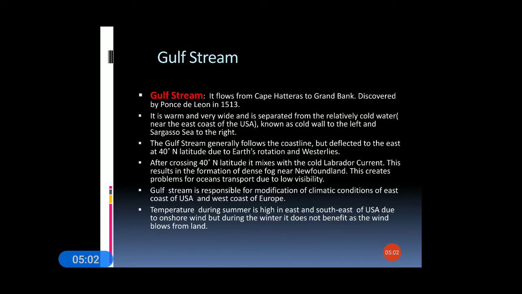Now coming to next, the Gulf Stream. Now, the Gulf Stream is very important. Why? I'll be telling you the reason behind this. It flows from Cape Hatteras to Grand Bank. It was also discovered by Ponce de Leon in 1513. So it is warm and very wide and is separated from the relatively cold water that develops near the east coast of the USA, which is also known as the cold wall.